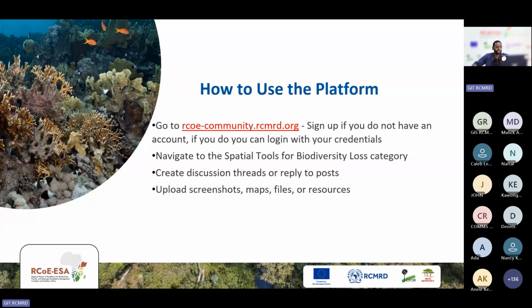Once you're on the platform, you'll be able to navigate to our current topic, which is our current engagement, the spatial tools for biodiversity loss course, and be able to create discussion threads, reply to posts, as well as upload files, resources, and screenshots that you'll have.